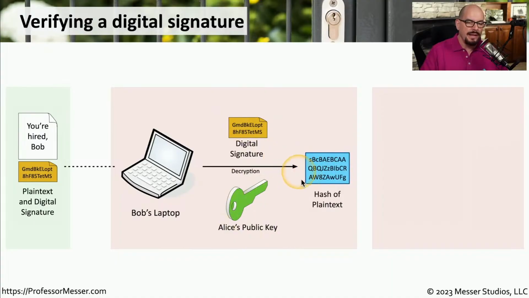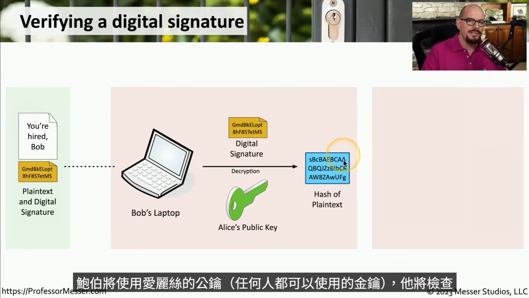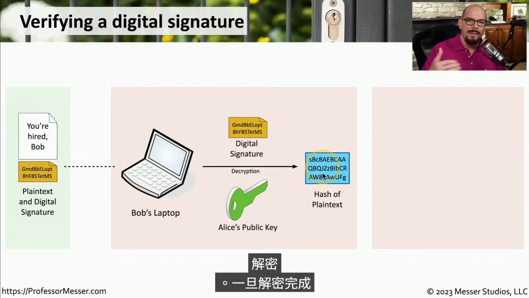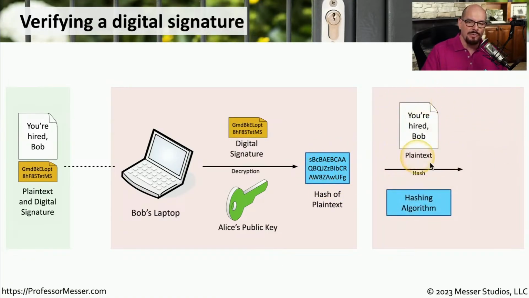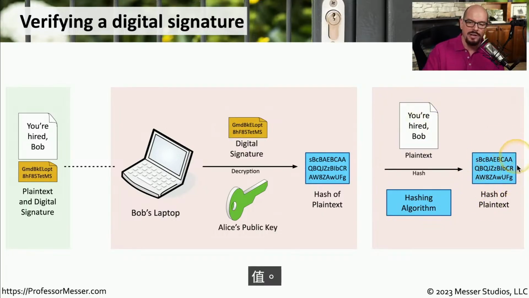Once that decryption takes place, we have the original hash that was created of that plain text message. And at this point, Bob wants to see if the hash that was in that digital signature matches the hash of what he received. So he's going to perform the same hashing function that Alice originally performed. Bob is going to take the original plain text, run it through the same hashing algorithm to come up with a hash of what he received.